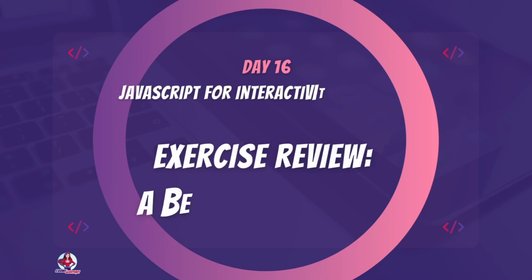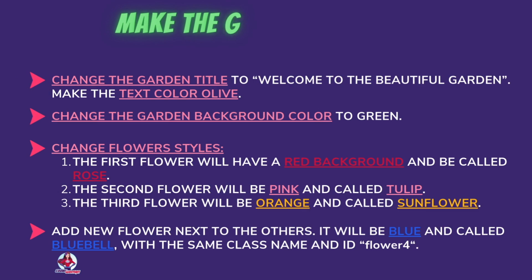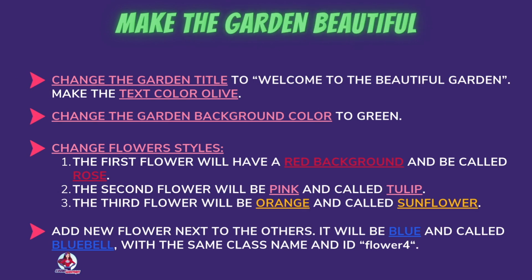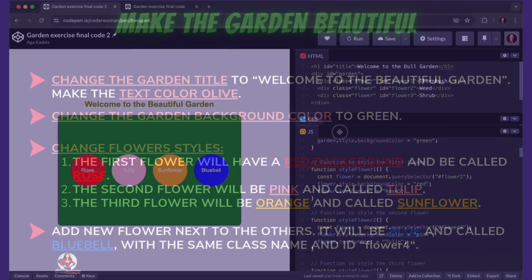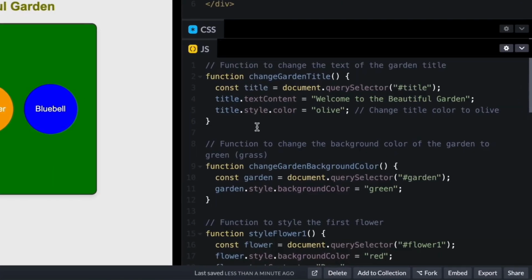Wow, that was a challenging mission, wasn't it? How did it go? Did you complete all 4 tasks? Let's go through the solution code step by step. In the first task, changing the title is pretty simple. I just saved the title in the variable.